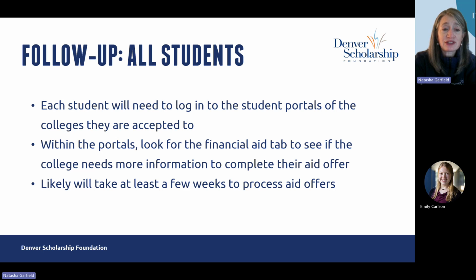So first off, students need to log into the student portals of all the colleges that they're accepted to, or at least any that they are seriously considering. They should receive instructions about how to activate those portals when they get emails notifying them that they've been accepted by the college. Once they're logged into the portal, they want to look for the financial aid tab. That's where the college will post messages about any additional information that is needed before the college can complete their aid offer. It will likely take at least a few weeks, depending on when the student completes their CASFA or FAFSA, for the college to process those aid offers.